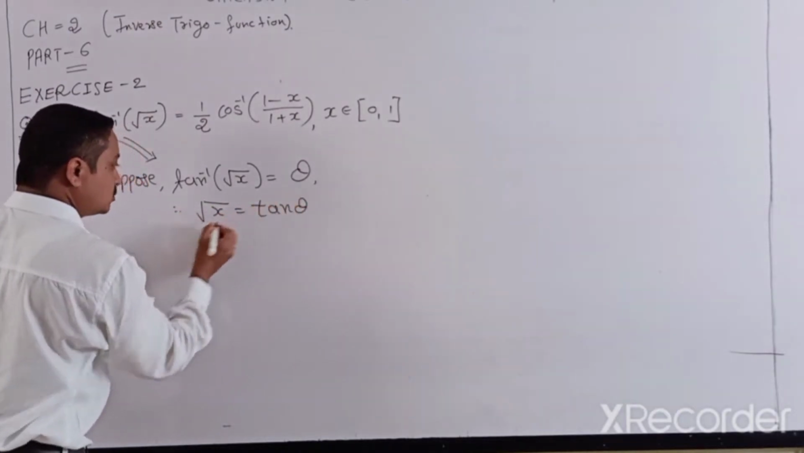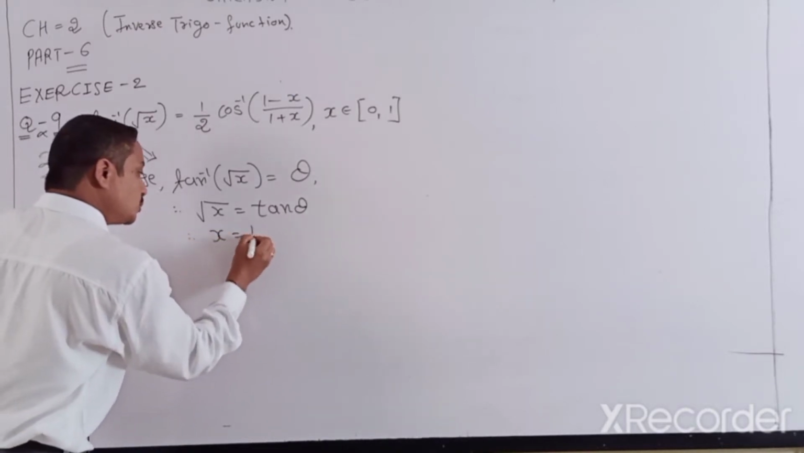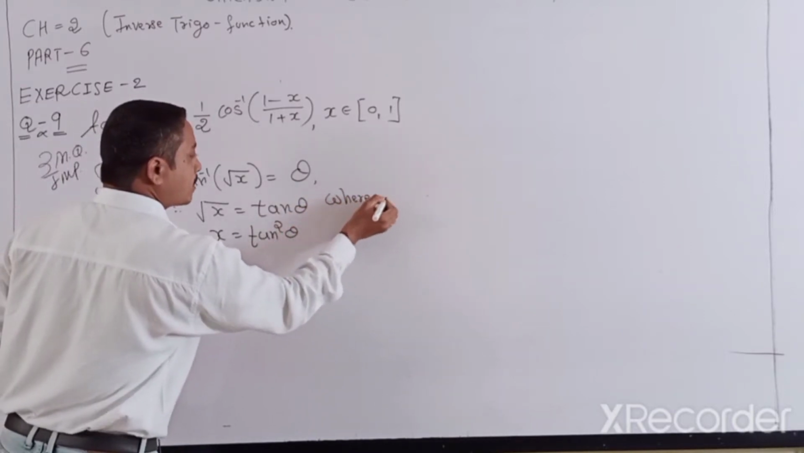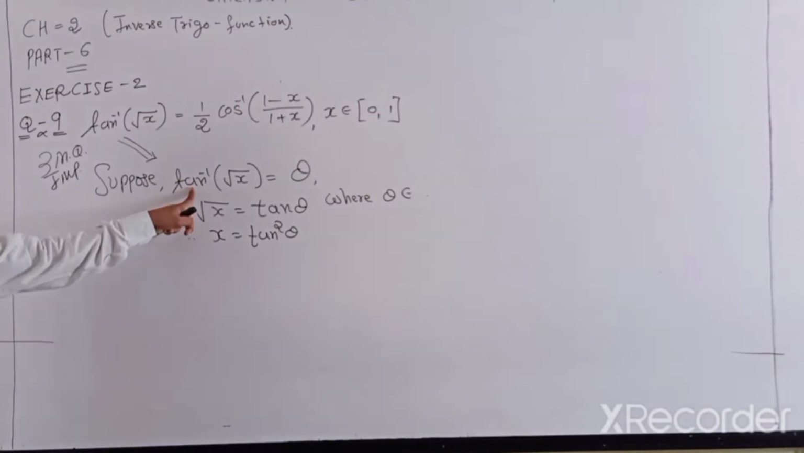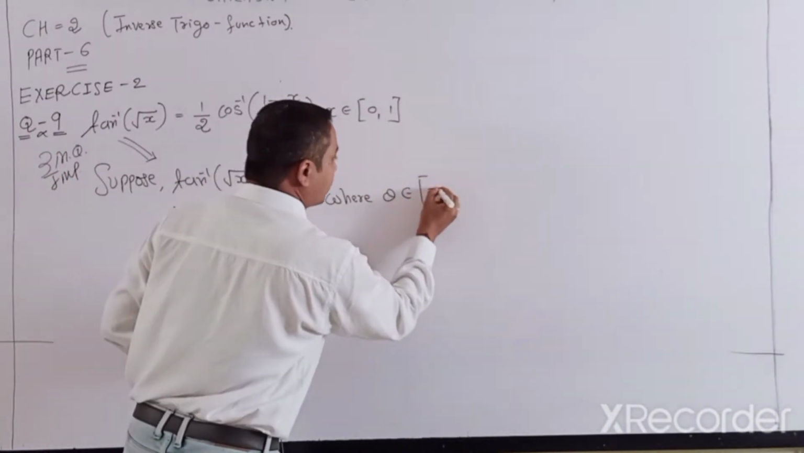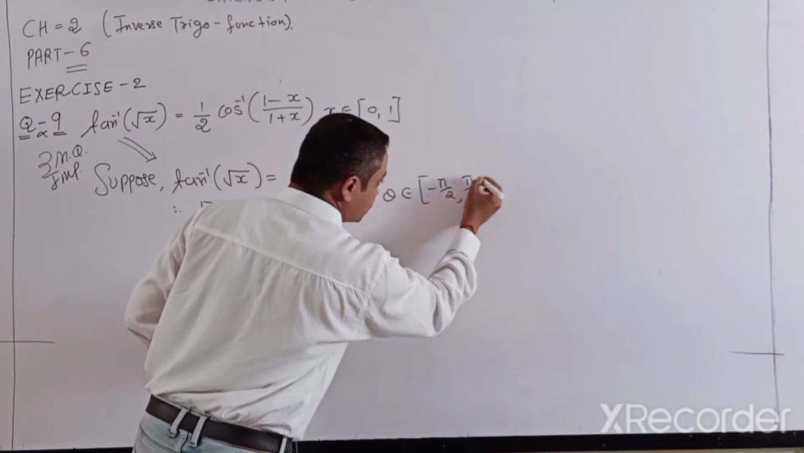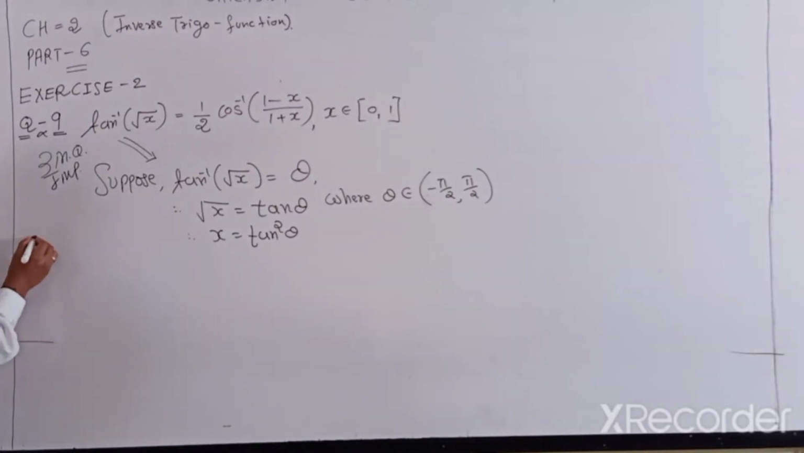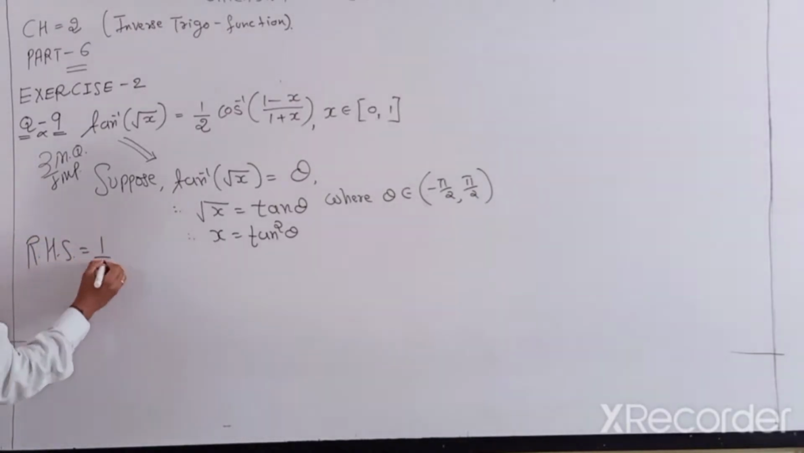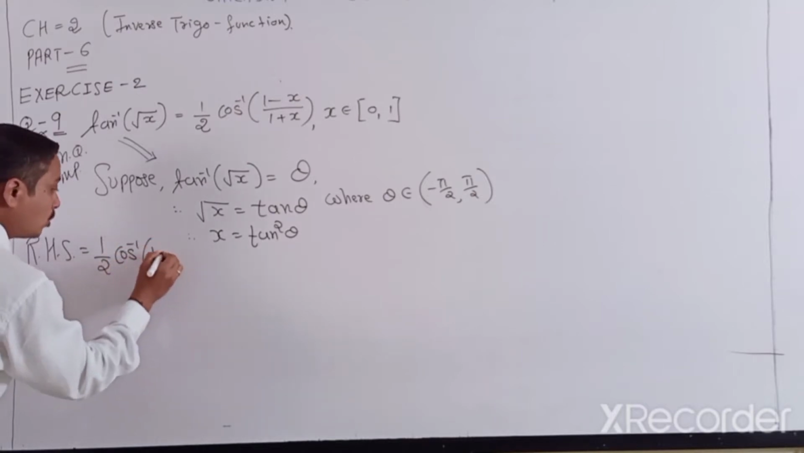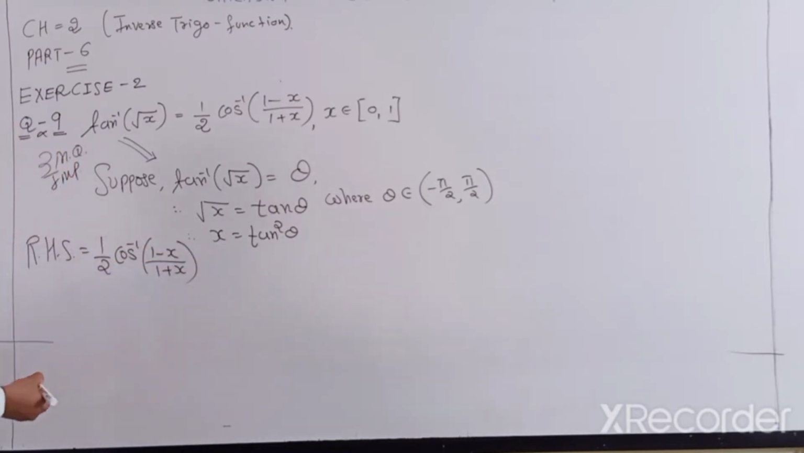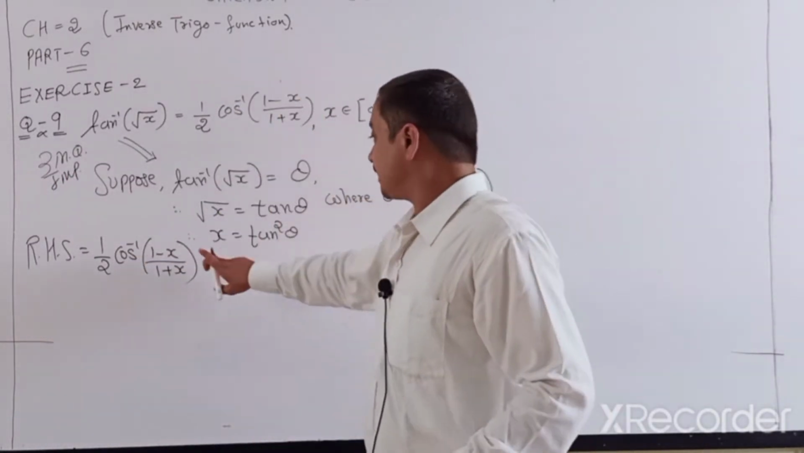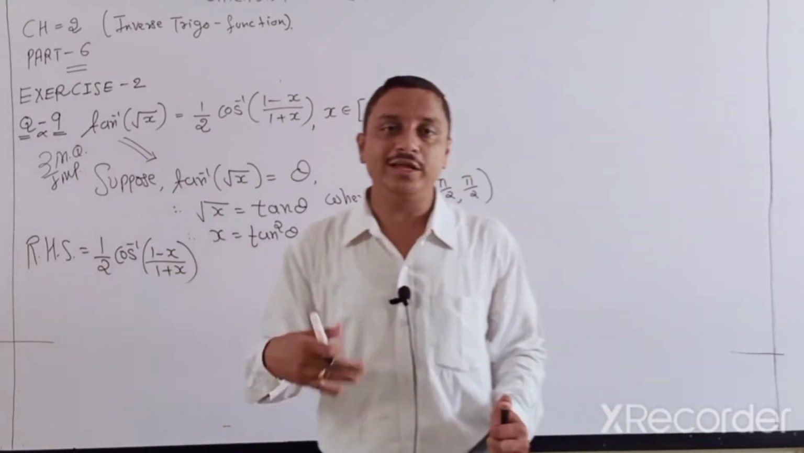Tan theta. So x is equal to tan square theta, where theta belongs to the range of the tan inverse function, minus 90 to 90 in the open bracket. So now I start my RHS. Half cos inverse (1 minus x)/(1 plus x), and this x value tan square theta I put inside.